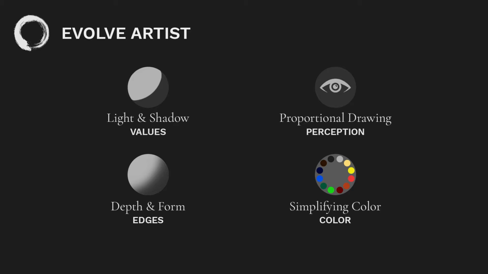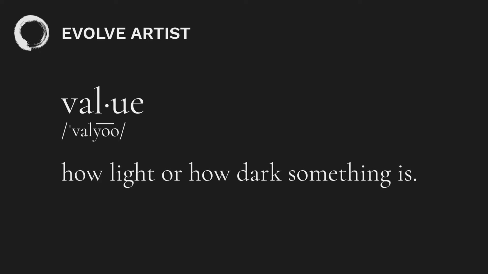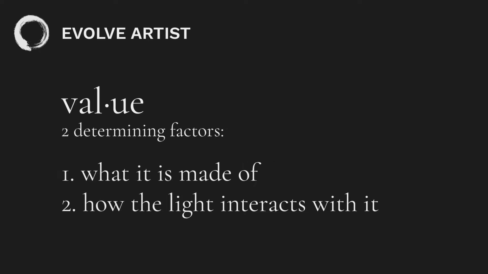My name is Daniel Folta with the Evolve Artist, and we teach people a simple method for creating realistic paintings. Let's get into it. Value is the first of 4 fundamentals taught in the Evolve Artist method. Value is how light or how dark something is, and it has 2 determining factors: what it's made of and how the light interacts with it.